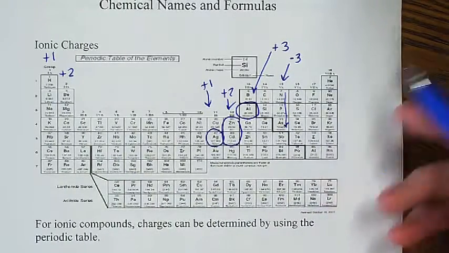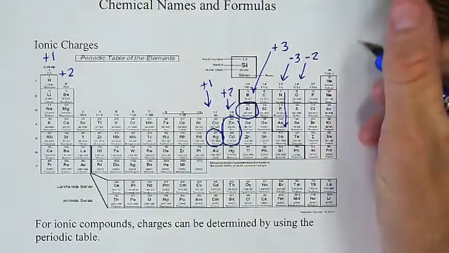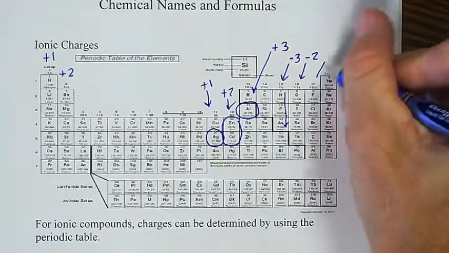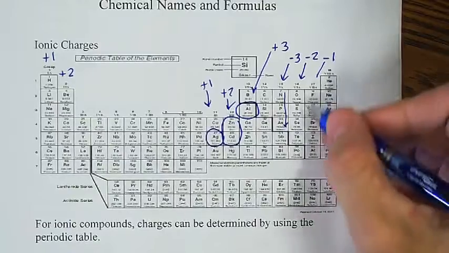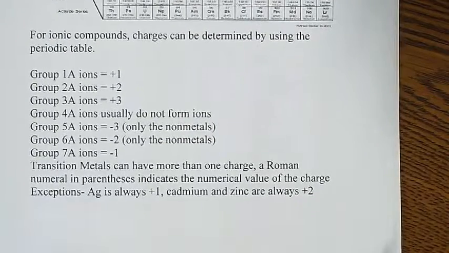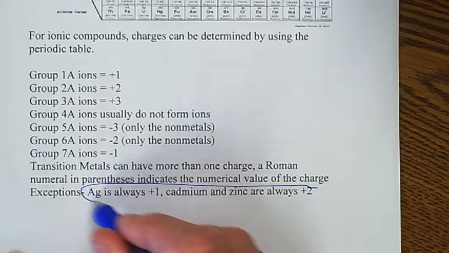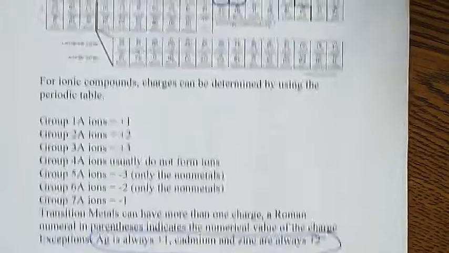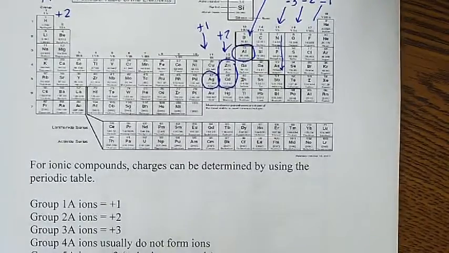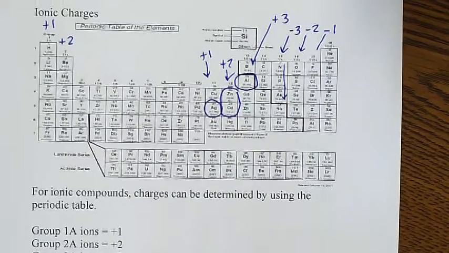Column 6, again, we've got 6 valence electrons. They're going to gain 2 to have 8, so they're negative 2. Column 7, negative 1. And again, column 6 down to the line, we'll say that they're negative 2. And remember, down here in the notes part of this, I want to point out again that silver, cadmium, and zinc always have a consistent charge. Their charge does not change. The transition metals, however, can change. So we have to deal with them a little bit differently.